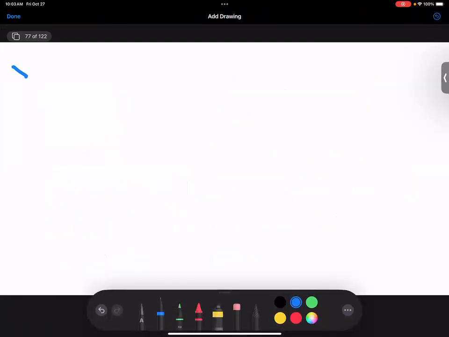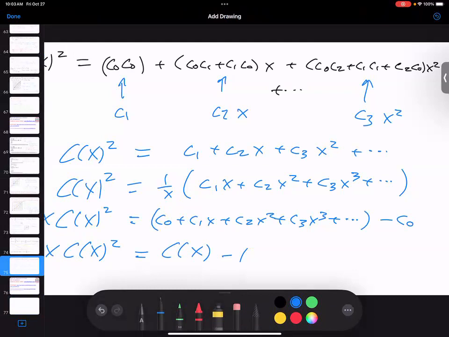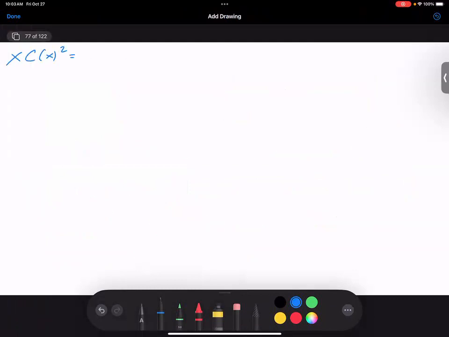So we have, the equation was x C(x)^2, I think, was equal to C(x) - 1, yes. How do we solve? How do we find C(x)? So what method could you use to solve for C(x)? Use the quadratic formula. Solve by quadratic formula.